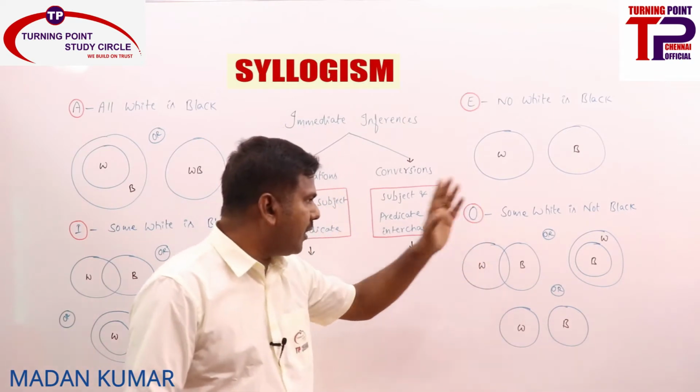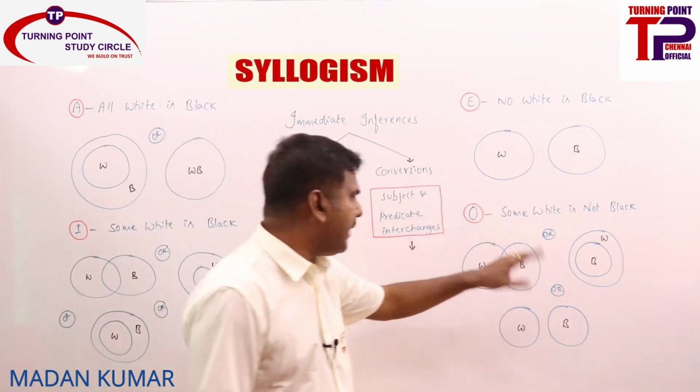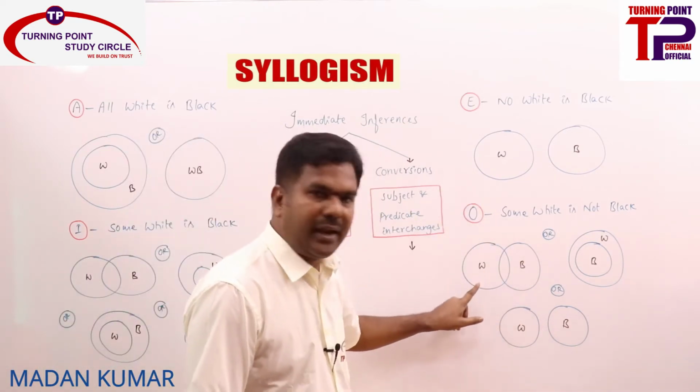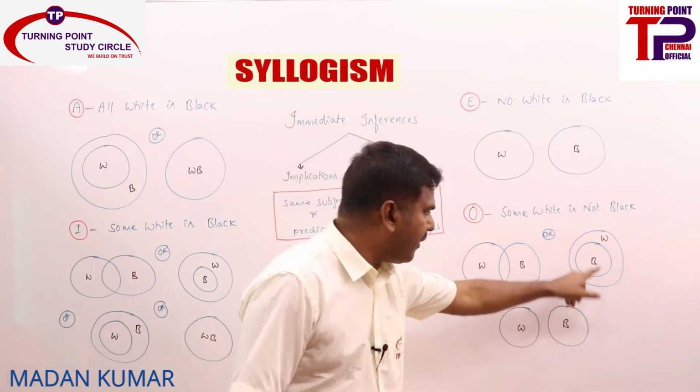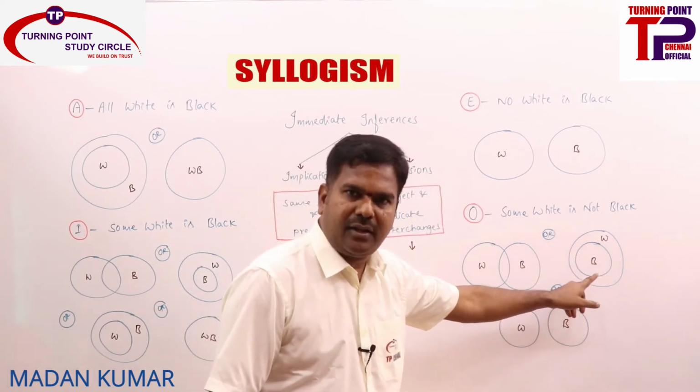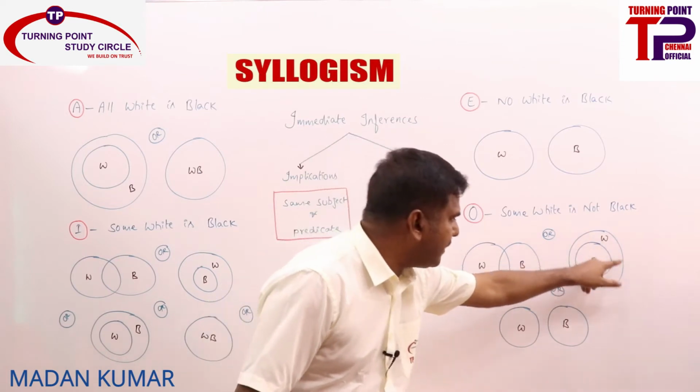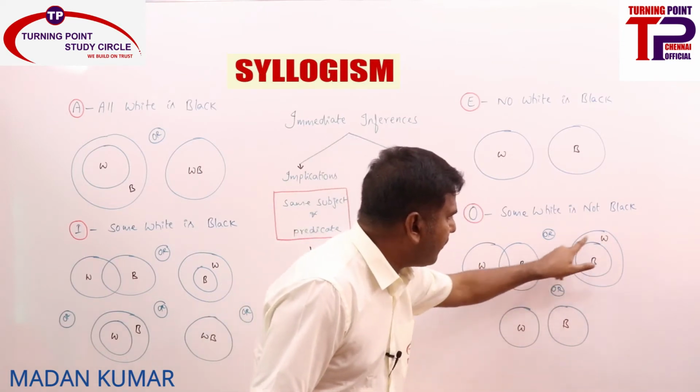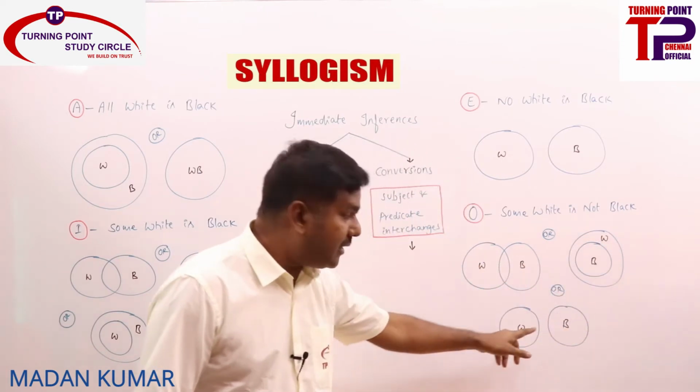So finally we will come to the O statement. Some white is not black. Can I tell that one? So some white is not black. Can I say like that? That is also right. Not black means this area, some white is not black. So can I say this one?